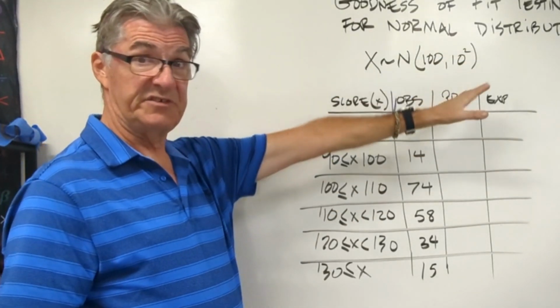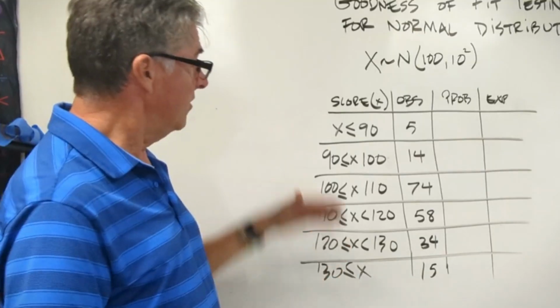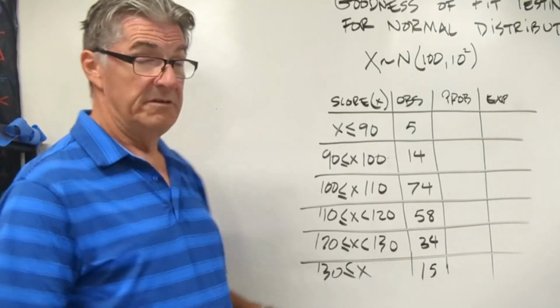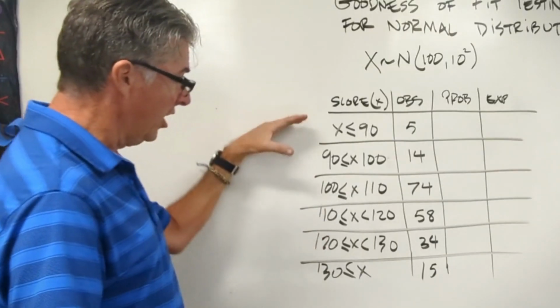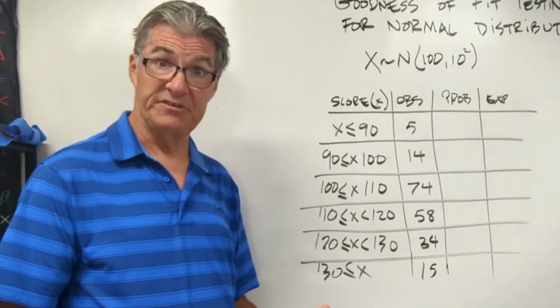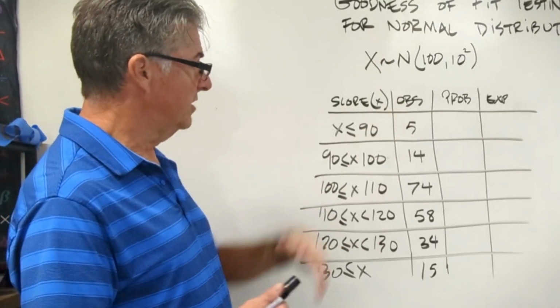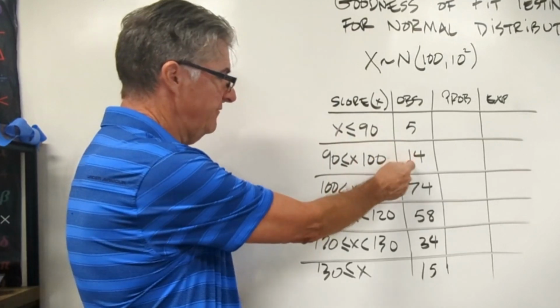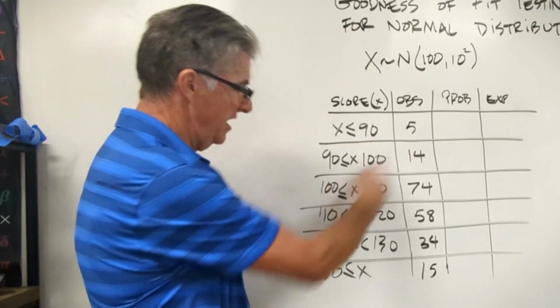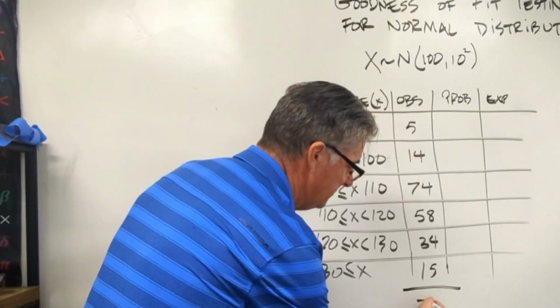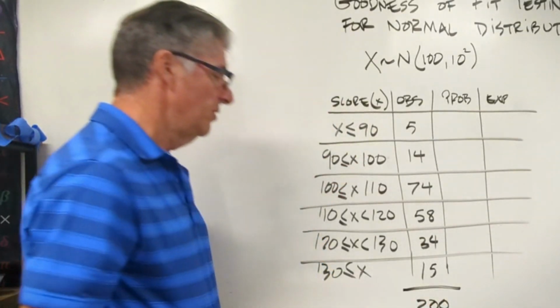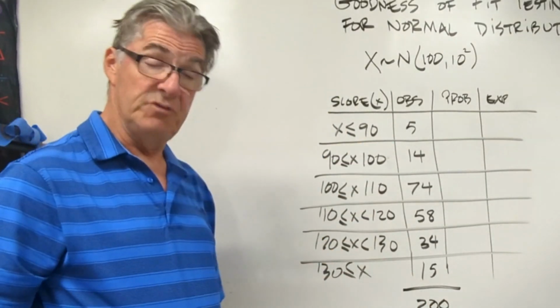We're going to use this in just a sec. So here's our scenario. Scores. Now, we're aggregating the scores in ranges, which are going to function as categories. Okay, so here's our observed values. We had 5 in the less than 90, 14 between 90 and 100, and so on. And then, of course, we've been told that the total is 200. So if you add all these up, you're going to get 200.